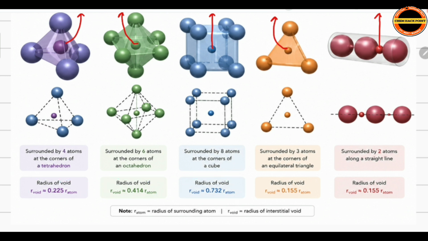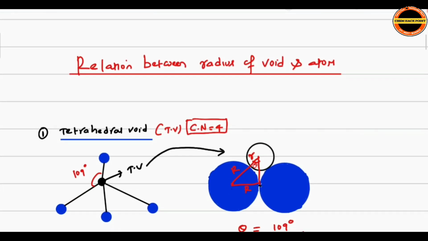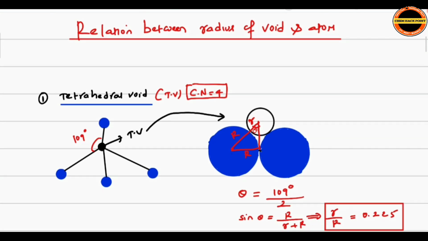So remember here, whatever is given, the radius of void is equal to 0.225 times the radius of atom. R atom is the radius of the surrounding atom, R void is the radius of the interstitial void. Interstitial meaning interatomic. Relation between radius of void and atom. So for the tetrahedral void, we discussed just now, the middle space among these 4 atoms is referred to as a tetrahedral void, where the bond angle is 109 degrees.